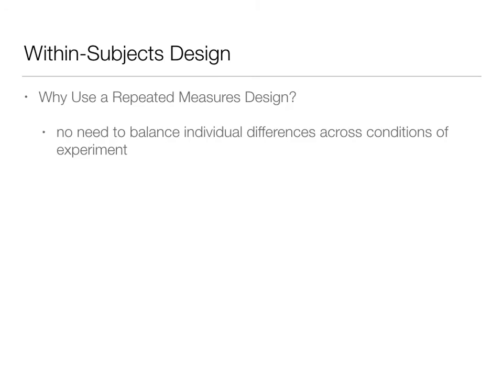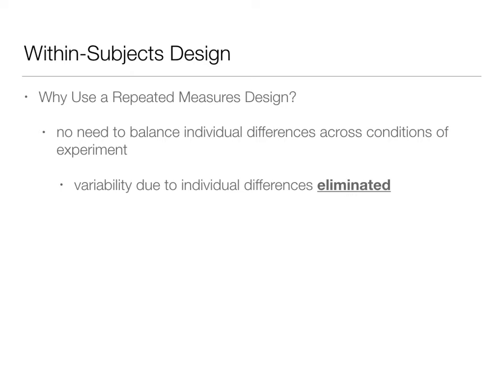So within subjects design, why do we use this within subjects repeated measures design? The big advantage of it is we do not need to balance individual differences across the conditions. We don't have to worry about, are these groups equal? We don't have to worry about matching them on some matching variable. Because we have the same group of people in our treatment condition that we have in our control condition. This means that our variability due to individual difference is eliminated. It's not there. It's never been there.